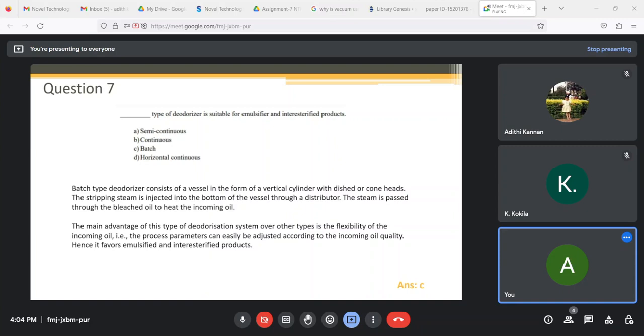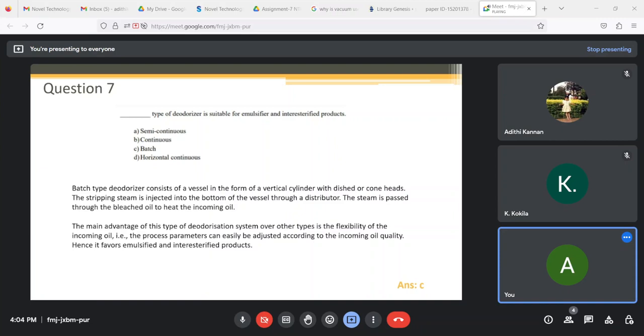The main advantage of using a batch deodorizer over other types is the flexibility with the incoming oil. Based on the oil quality, you can change the process parameters, and this can be done properly in a batch system. In a batch system, you will know what kind of oil is coming in, and everything will be done in batches, as the name says, instead of a continuous supply of oil.